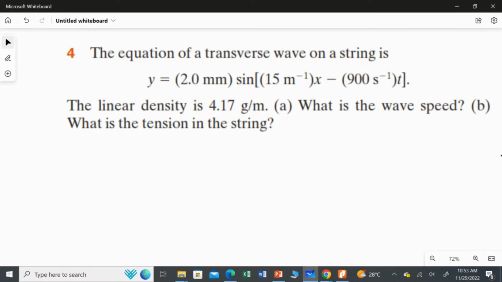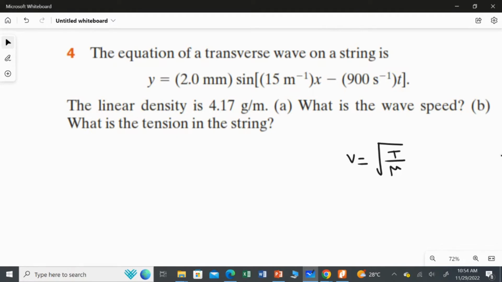For this, first of all, I am going to write what is given, then we are just going to solve one by one. Before that, we must know the formula for the speed. In the theory, we studied that the speed of the wave on a string is given by v equal to the square root of T over mu.